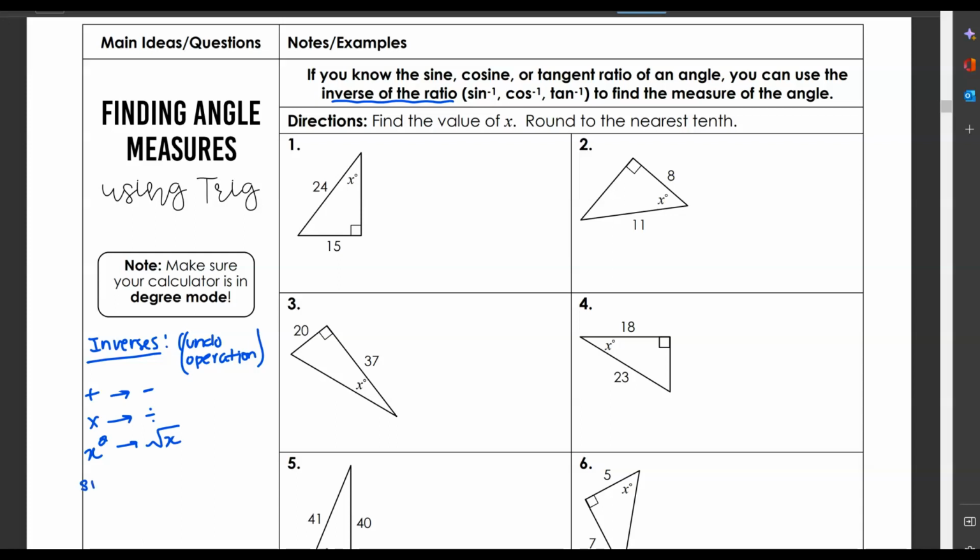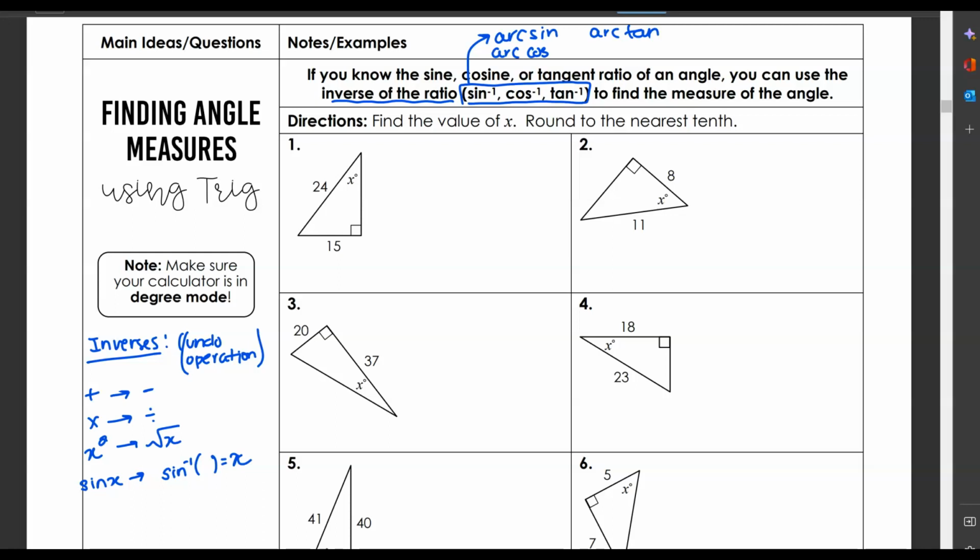So when I have something such as sine of x, the inverse of this will be sine inverse of something gives me x. That's what the inverse does, it undoes the operation of sine. So that's what we're doing here. We're trying to use the inverse, and sometimes inverses are also denoted as arc. So we might have arc sine, arc cosine, or arc tangent as another way to denote sine inverse, cosine inverse, or tangent inverse, but they're understood to be the same.